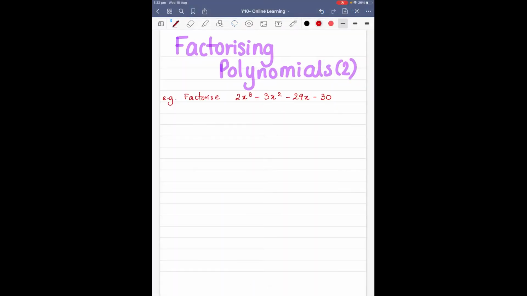Hello guys, welcome to our next example, which is Factorising Polynomials Part 2. This time, they don't give you a factor to begin with. So, to start it off, your number one rule is to always find a factor. Okay, let's write that down.